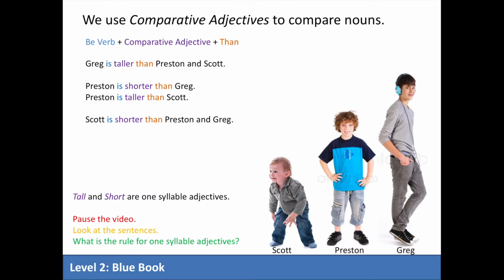When we compare them, we can write sentences like, Greg is taller than Preston and Scott. Preston is shorter than Greg. Preston is taller than Scott. Scott is shorter than Preston and Greg. Again, tall and short are one-syllable adjectives. Now, look at the sentences. Pause the video. Can you figure out the rule for comparative adjectives?